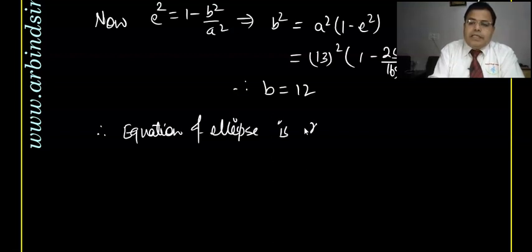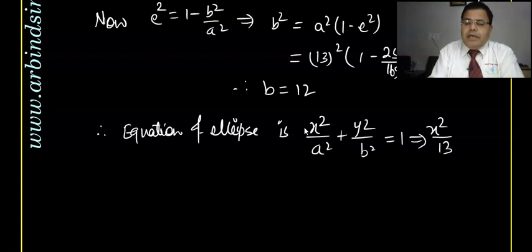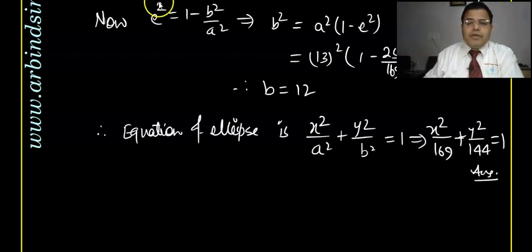Now the equation of ellipse is x square by a square plus y square by b square is equal to 1, which gives x square by 13 square, that is 169, isn't it? So x square upon 169 plus y square upon 144 is equal to 1. That will be the answer, right? Okay, I hope you got it.